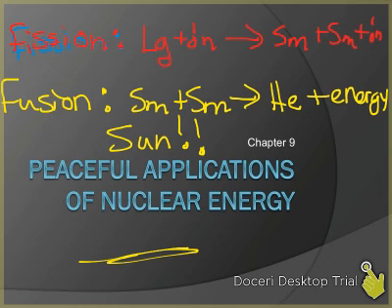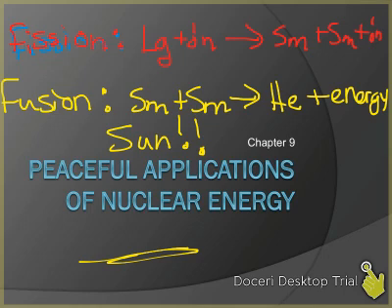Does anybody remember why fusion is great? Because it doesn't require very much to start the reaction. Think about how tiny a hydrogen is compared to uranium. Hydrogen has a mass of 1, uranium has a mass of 238. So you need a lot less reactants than you do in fission.